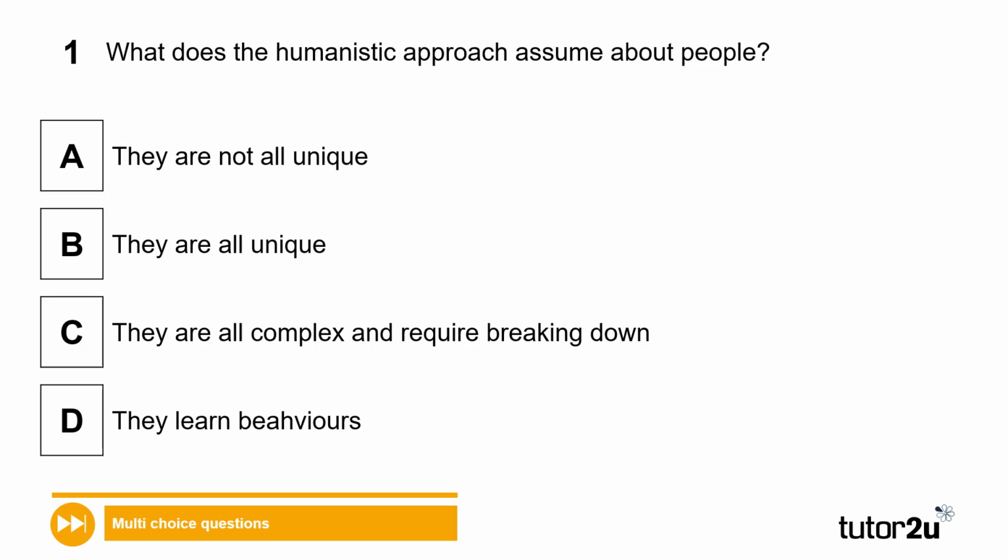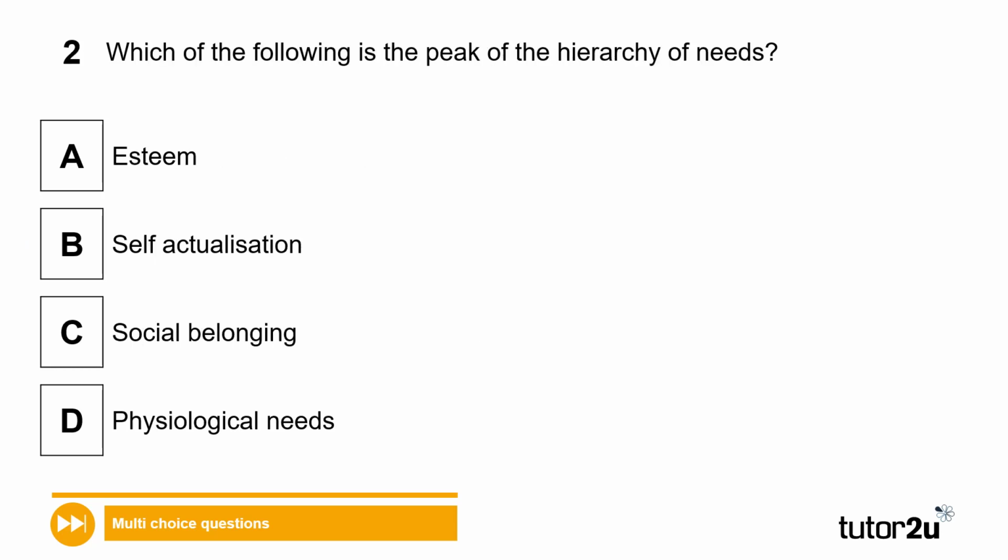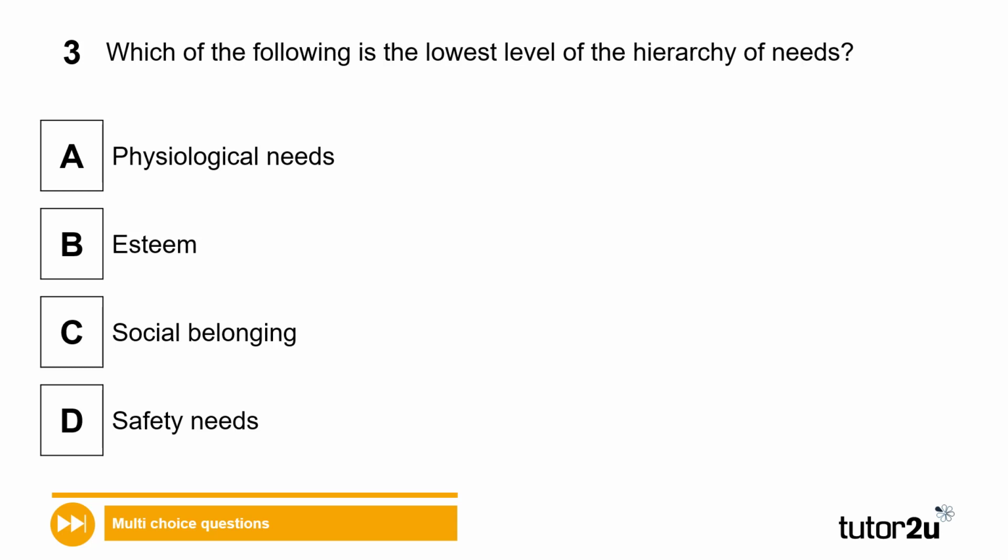To answer the question as we go through, what does the humanistic approach assume about people? And the correct answer is that they are all unique. So well done if you got that correct. Question 2, which of the following is the peak of the hierarchy of needs? And of course the answer to that is self-actualization. Question 3, which of the following is the lowest level of the hierarchy of needs? Now, physiological needs is what's on the lowest part. Well done if you got that correct.